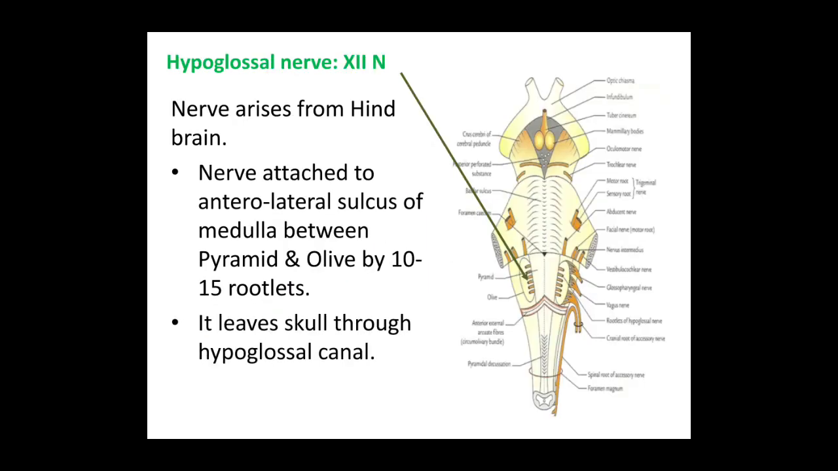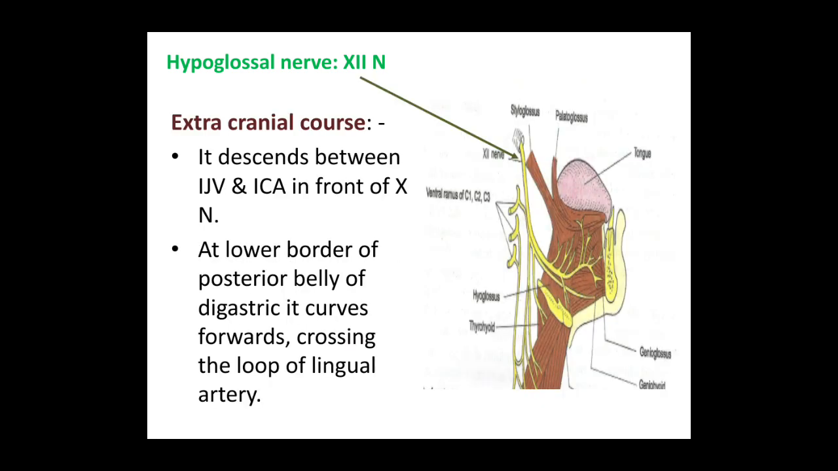The nerve arises from the hindbrain. It is attached to the anterolateral sulcus of medulla between pyramid and olive by 10 to 15 rootlets. It leaves the skull through the hypoglossal canal. It next descends between the internal jugular vein and internal carotid artery, in front of the vagus nerve. At the lower border of the posterior belly of digastric, it curves forwards, then crosses the loop of the lingual artery.